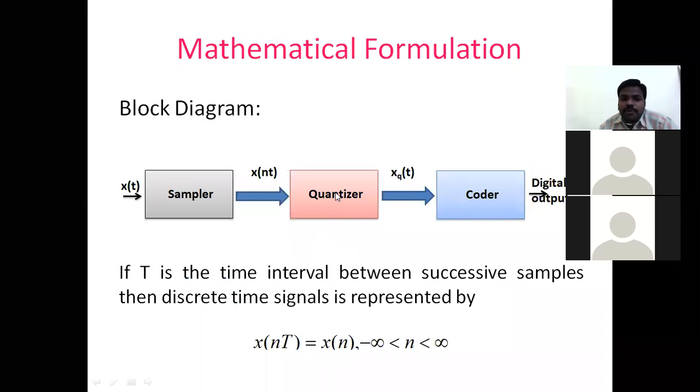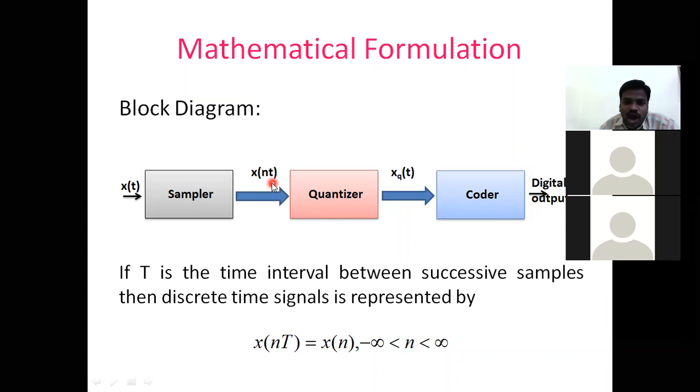Now see the mathematical formulation. Just now we discussed the block diagram. Here, this is x of t, which is the available continuous time domain signal. Now this is given to a sampler. So what is a sampler? In the sampler block you will have an A to D converter.